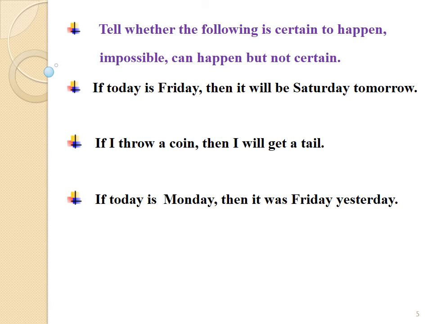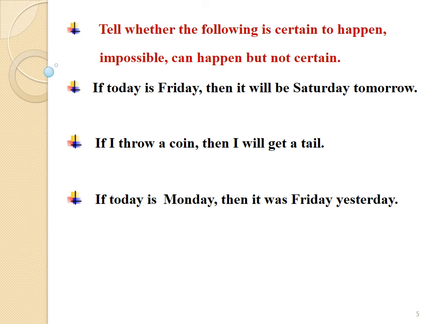Now question number 3. Tell whether the following is certain to happen, possible to happen, impossible, or can happen but not certain. Students, before solving question number 3, let us recall probability. We know that probability is the numerical measure of the chance of happening in an experiment or a real life situation. We also know that probability of an event always lies between 0 and 1.